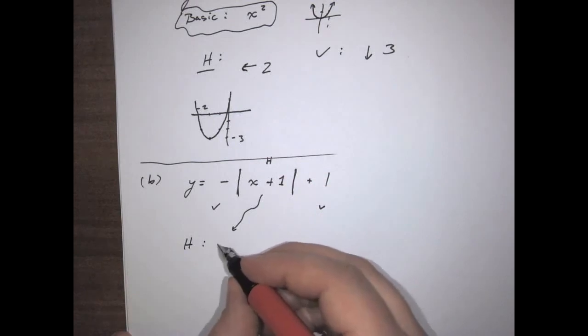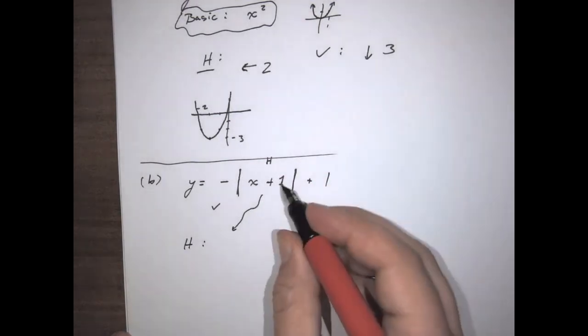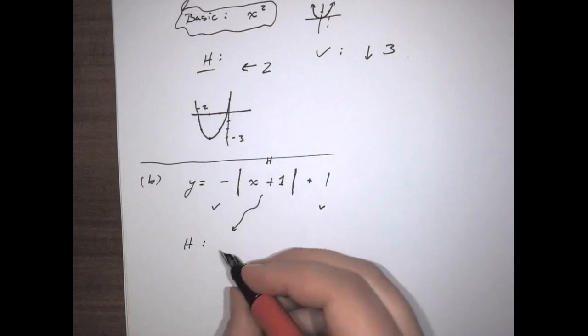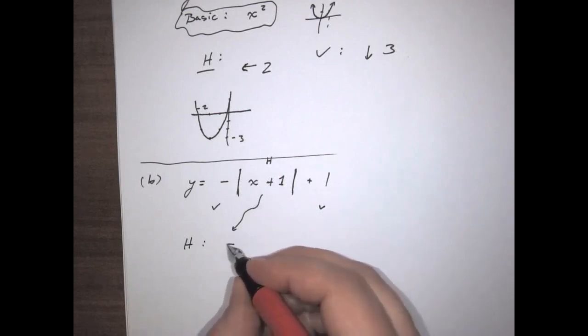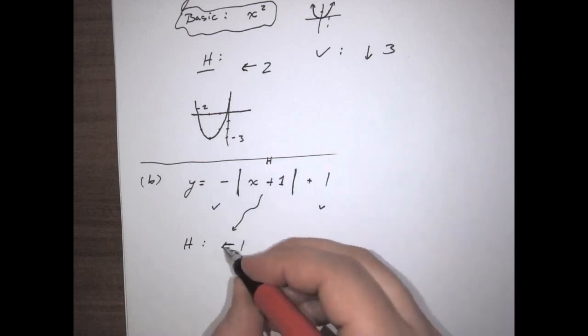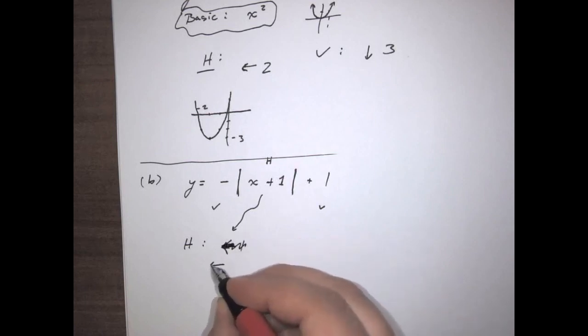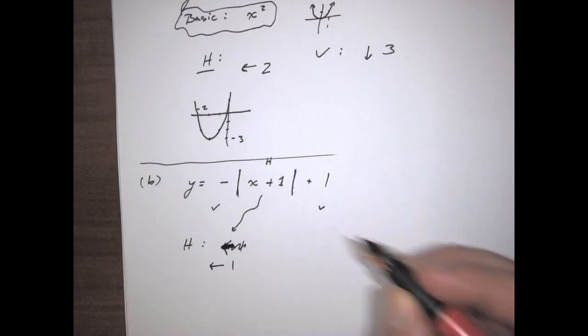So x is going to be replaced by x plus 1, which means it's got a head start of 1 unit, which means it's going to the left 1. And that's the only horizontal transformation. Left 1 unit.